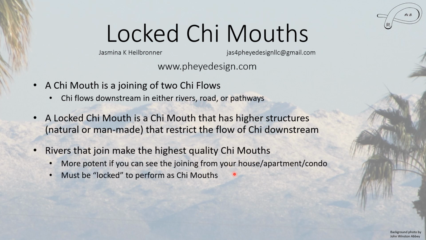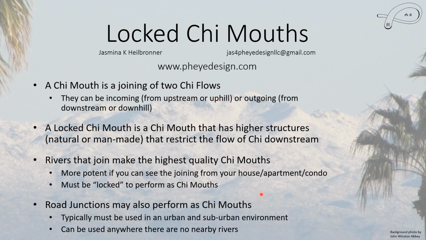Rivers that join make the highest quality chi mouths, and they're also called water mouths. They are more potent if you can see that joining of the two rivers from your house or your apartment or condo. But they must be locked to perform as chi mouths. If they're not locked, they're just a river.